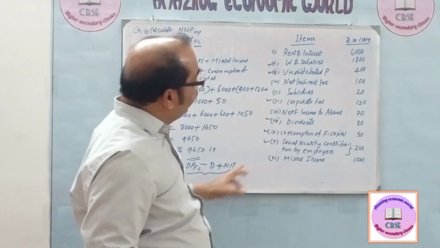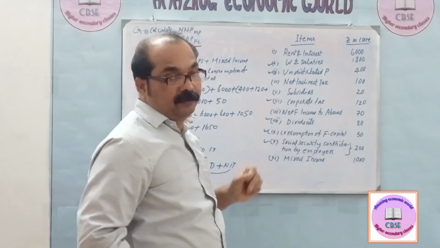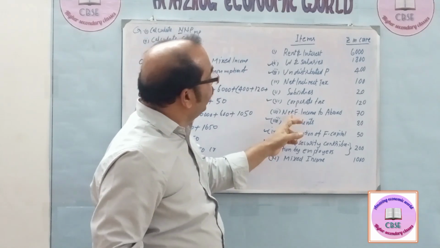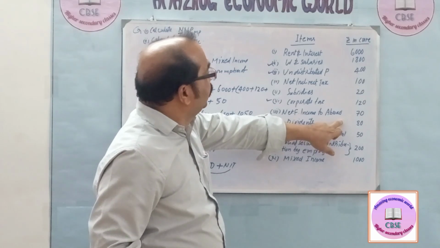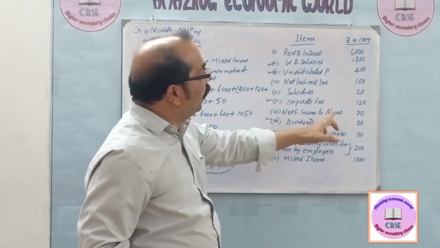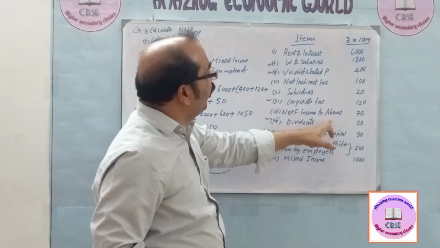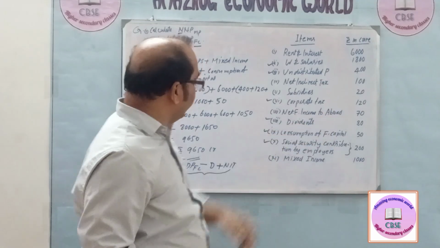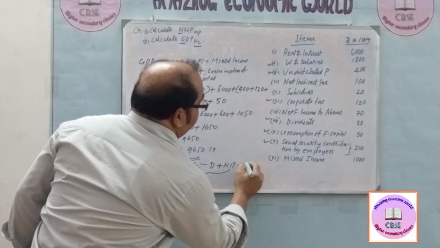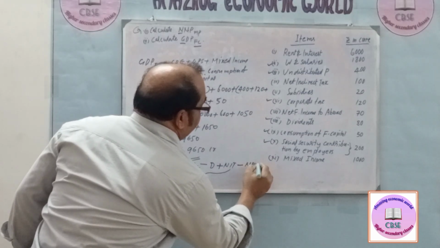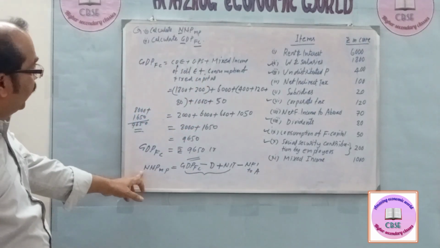Here, instead of net factor income from abroad, we are given net factor income to abroad. If it is net factor income to abroad, we have to deduct it. If there is net factor income from abroad, we have to add it. That's the difference. So here, since it is to abroad, we have to deduct it: minus net factor income to abroad. So we will get net national product at market price.